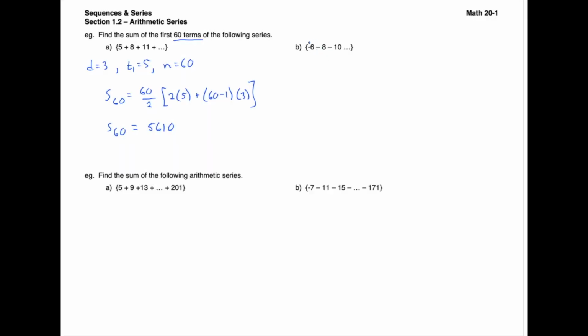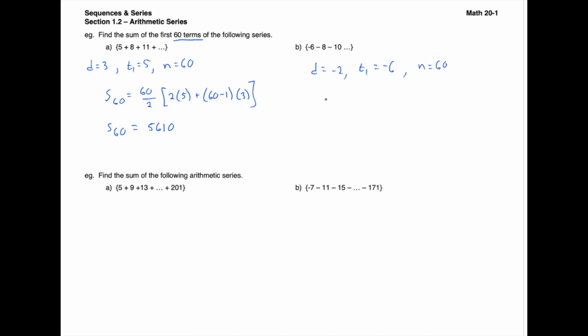Okay, so for this one, our common difference is going to be -2. So I have -8 minus -6, -10 minus -8, and just subtract those successive terms, and then you can come up with your common difference. So I have a d of -2. T1, of course, is equal to -6, and as before, I have 60 terms, so n is equal to 60.